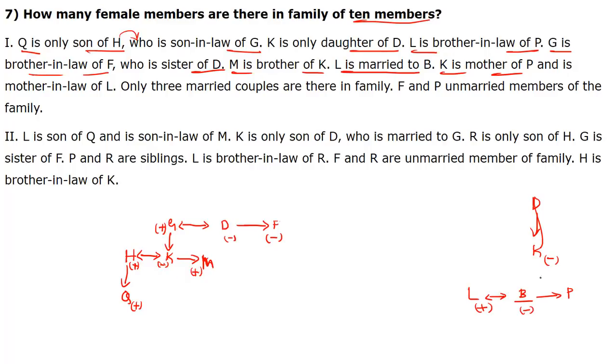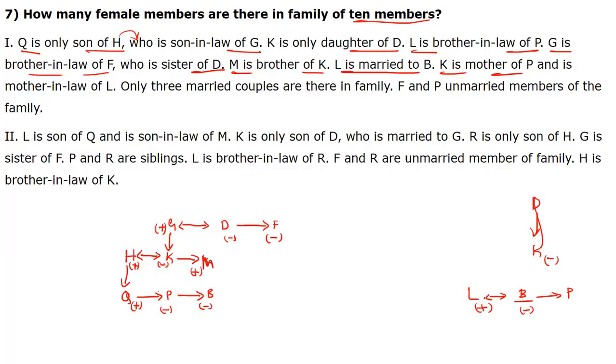But then P cannot be a son. Why? Because Q is the only son of H. So Q is the only son of H means H and K will be having only one son. So if they are having anything else, they will be the daughters. So now I can certainly say that P would be the daughter of K, as well as B would be the daughter of H and K. Because I'm looking at these relationships, I'm just putting it over here.